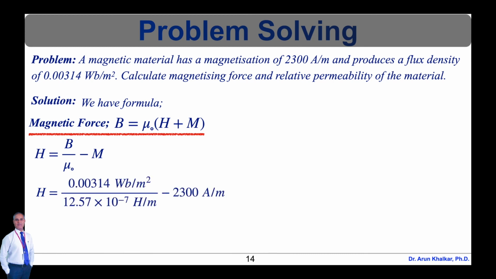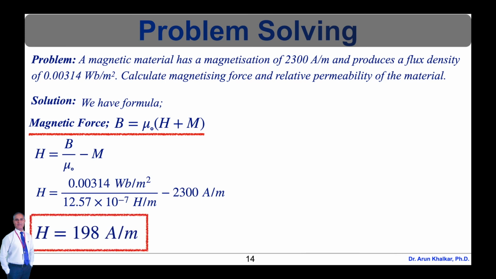So we have the values. By simply putting these values in this formula, we can write capital H is equal to 0.00314 Weber per meter square divided by 12.57 into 10 raised to minus 7 Henry per meter, minus 2300 ampere per meter. So by simply solving this, we have capital H is equal to 198 ampere per meter.